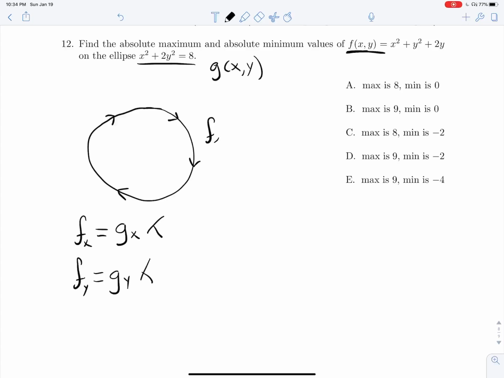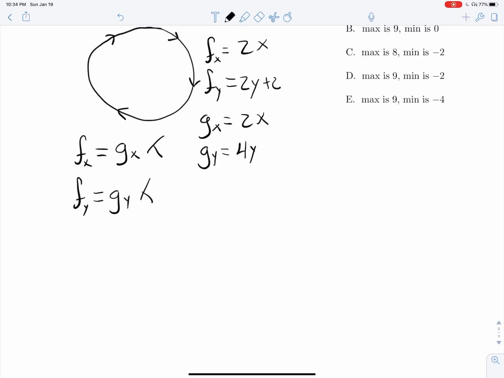So fx, we're going to compute that as just 2x. Fy is 2y plus 2. Gx is 2x, and gy is 4y. Okay, so let's plug all these in. We see that 2x is equal to 2x lambda. We also see that 2y plus 2 is equal to 4y lambda. And this is a very easy Lagrange multiplier question, because if we divide 2x out of our first one, we see that lambda is equal to 1.